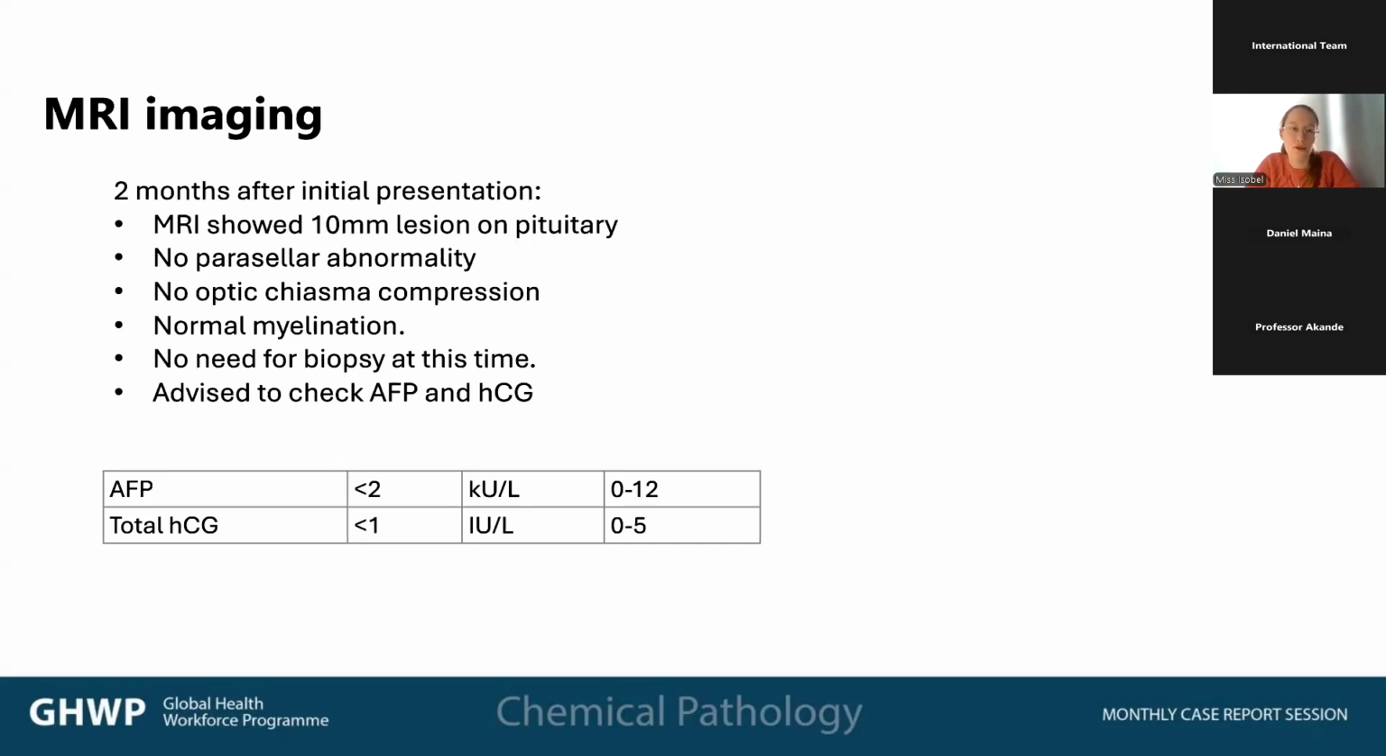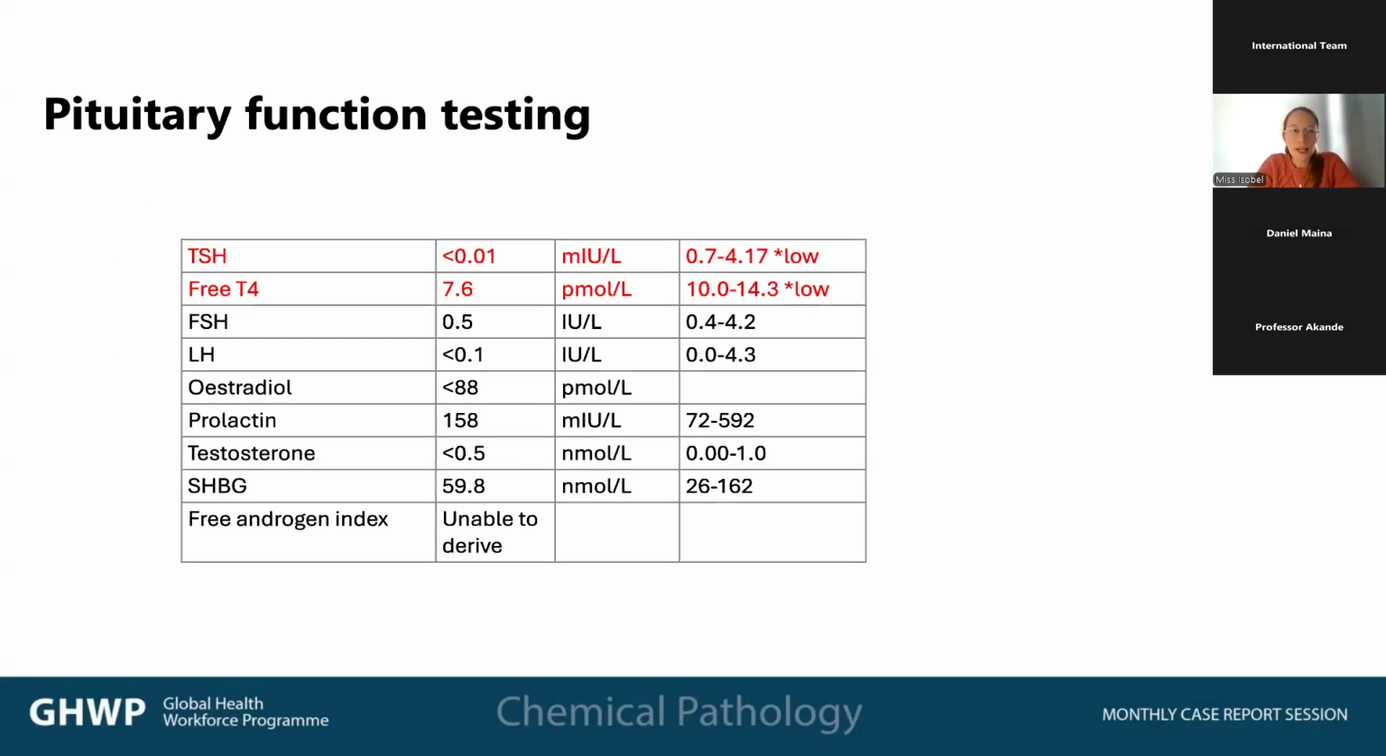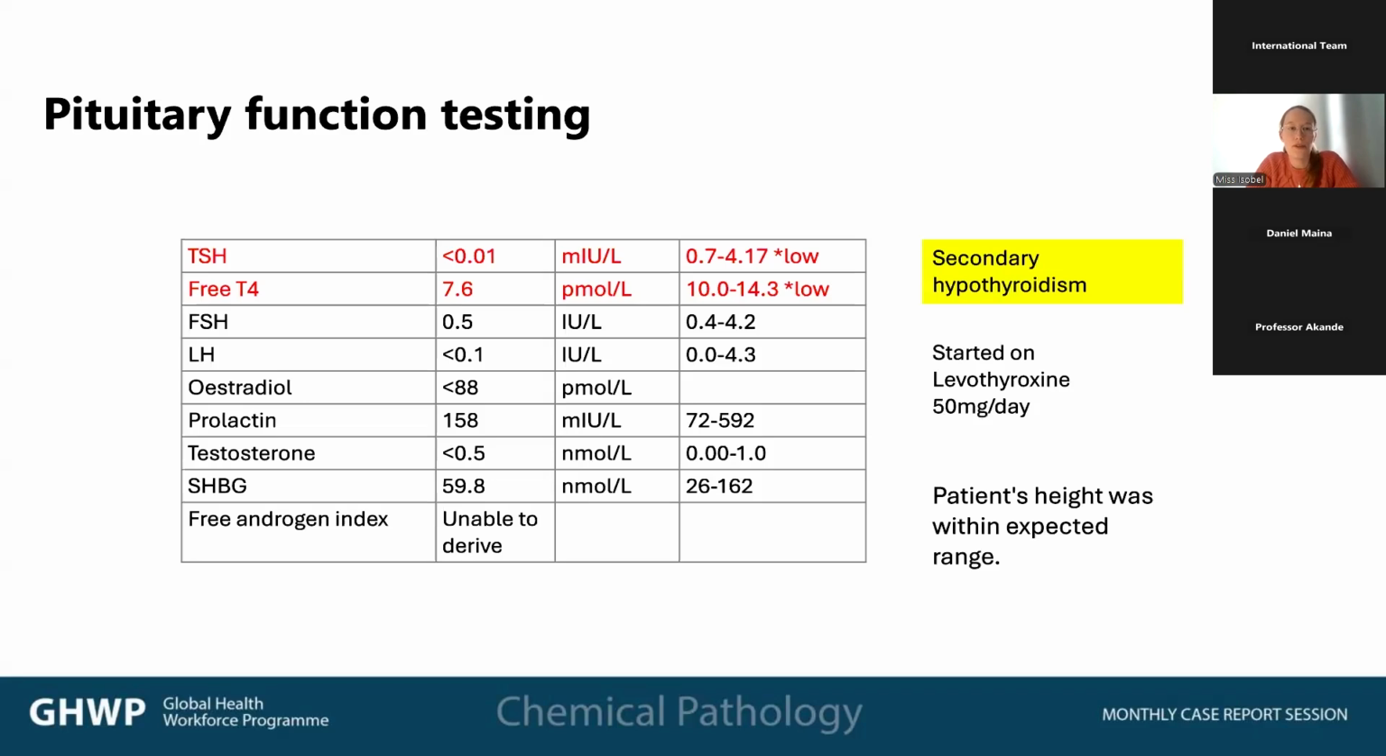But they were advised to check the AFP and HCG, just to confirm that there was no need to biopsy it and there were no signs that this tumor was malignant at this point. So they did that, and those came back normal. And then they tested the rest of the pituitary hormones. And we can see here that the TSH is low and the free T4 is also low. So this indicates secondary hypothyroidism.